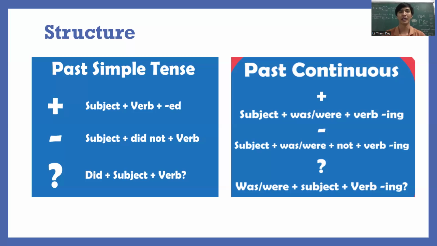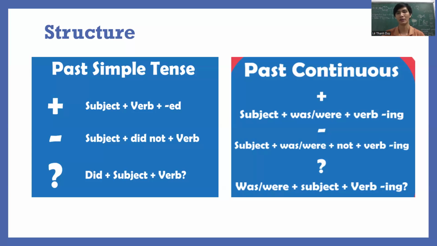And how about the question form? We have did followed by subject and the basic verb. And how do we answer a yes/no question with the past simple tense? We can use yes, subject plus did, or no, subject plus didn't.